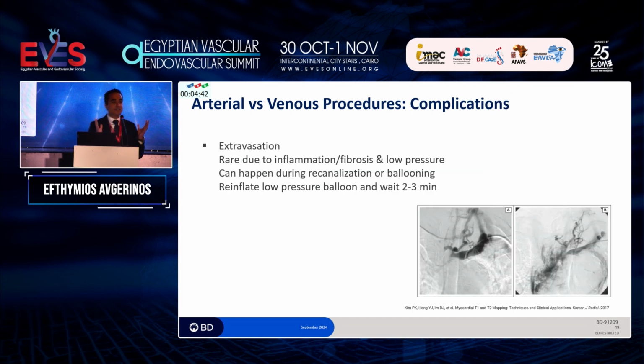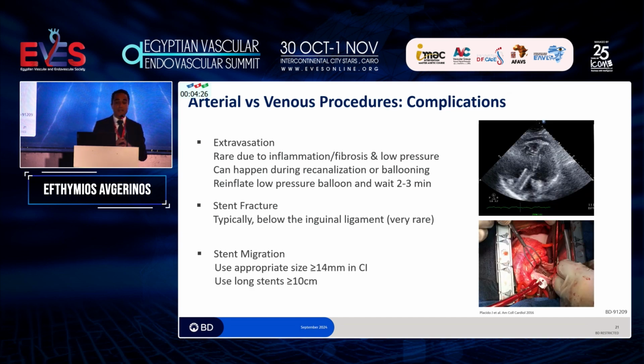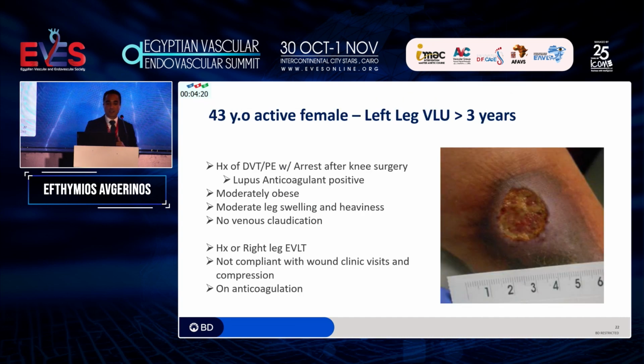Complications: extravasation is rare, but even if it happens, it's low flow. All you have to do is reinflate the balloon, wait for a couple minutes, and the bleeding will stop. Stent fracture: if you place it below the inguinal ligament, even if done appropriately, you may see that. And stent migration. We've seen this, it's been reported. Stents migrate, they go up to the heart, they go up into the lungs.